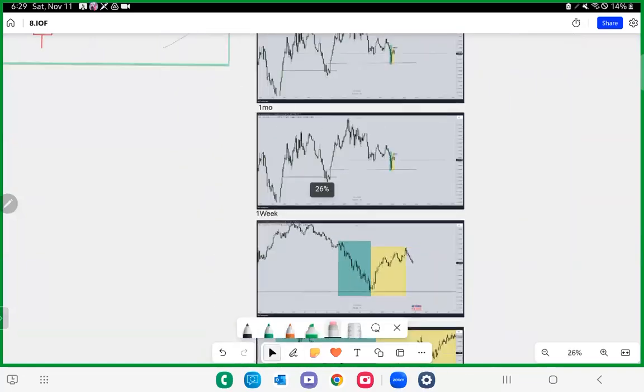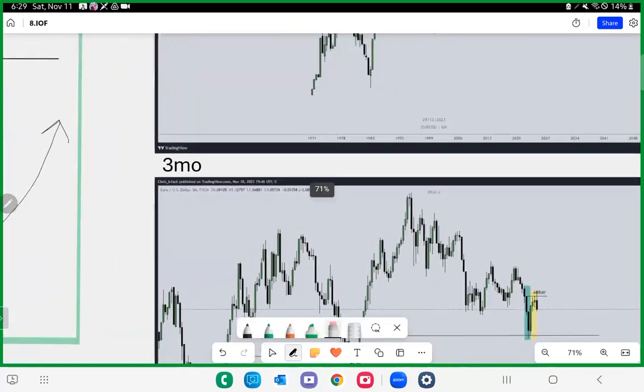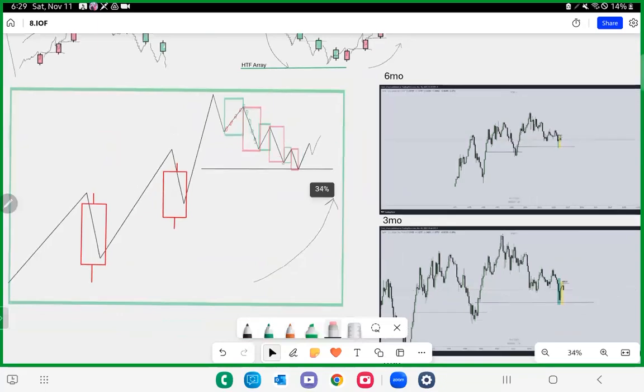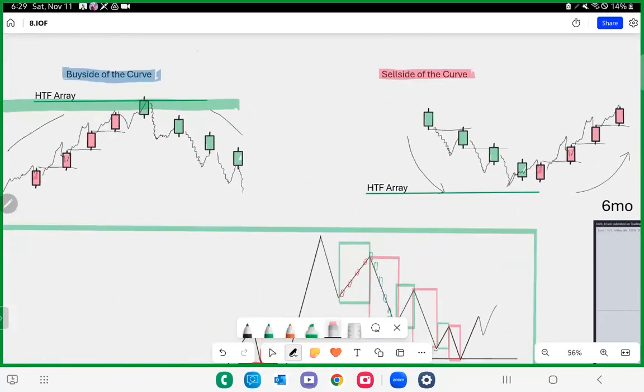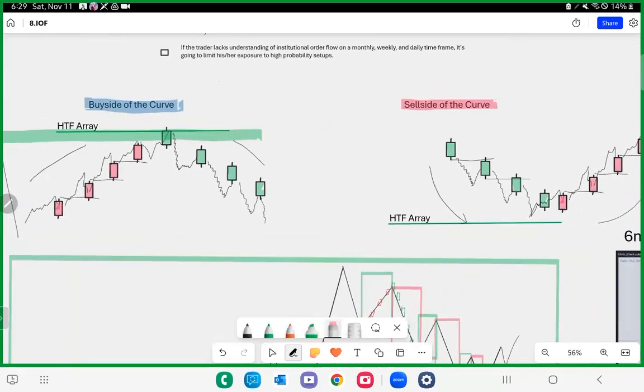All right. So that is our understanding of institutional order flow, right? That is to be applied on any time frame. Okay. You can take that and you can start moving into more of a response-based approach behind price.